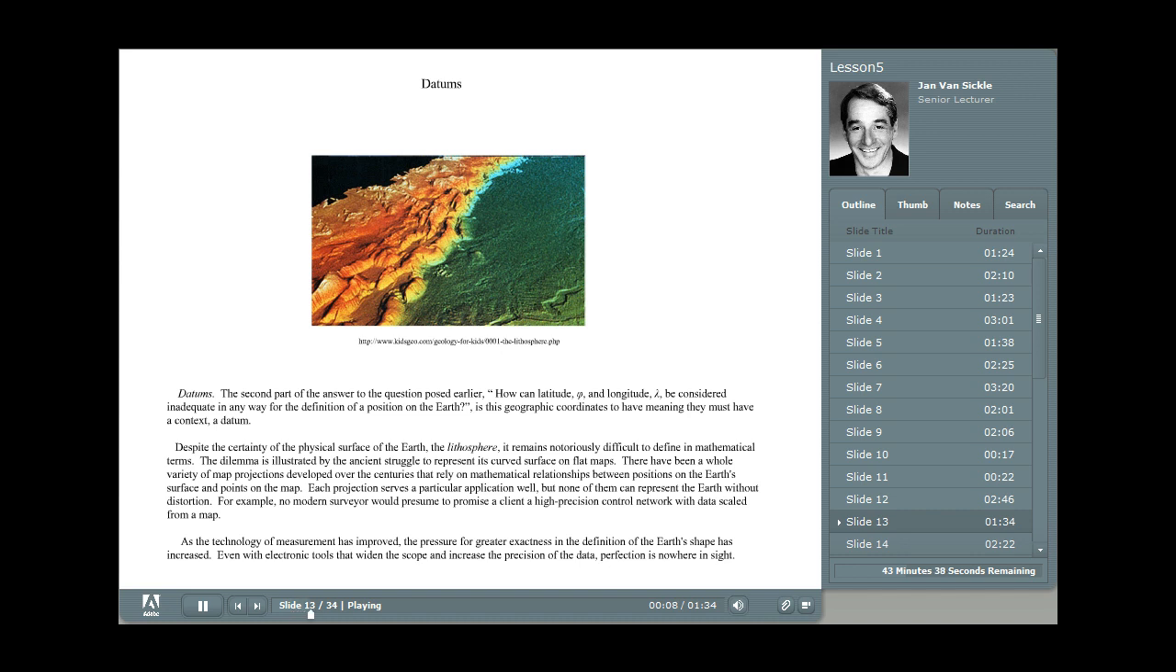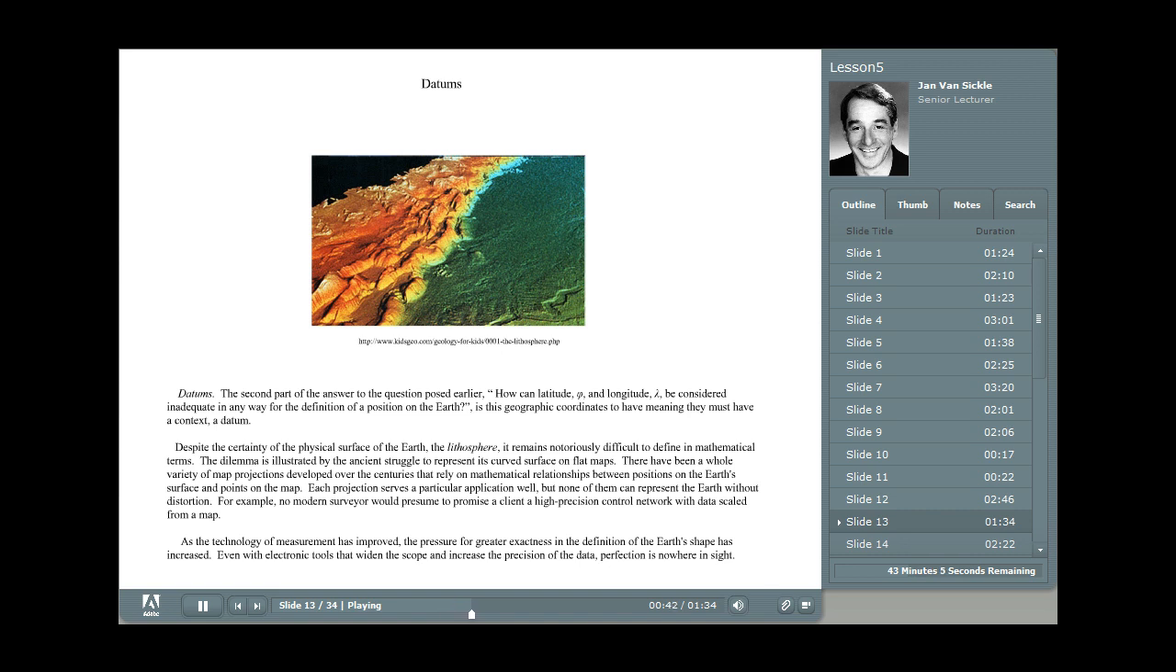Now let's talk about that model of the Earth. The second part of the answer to how can latitude and longitude be considered inadequate to define a position on the Earth is, as I've said, they must have a datum. And despite the fact that the Earth itself is obvious and a physical fact, we are used to our legacy of displaying that surface on a flat map.